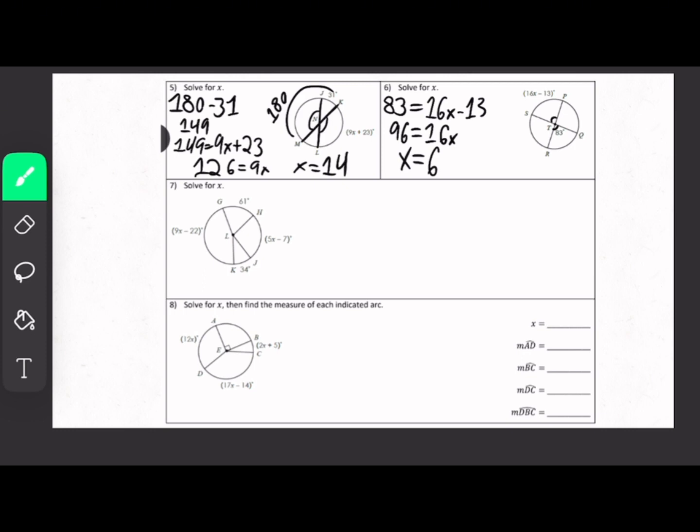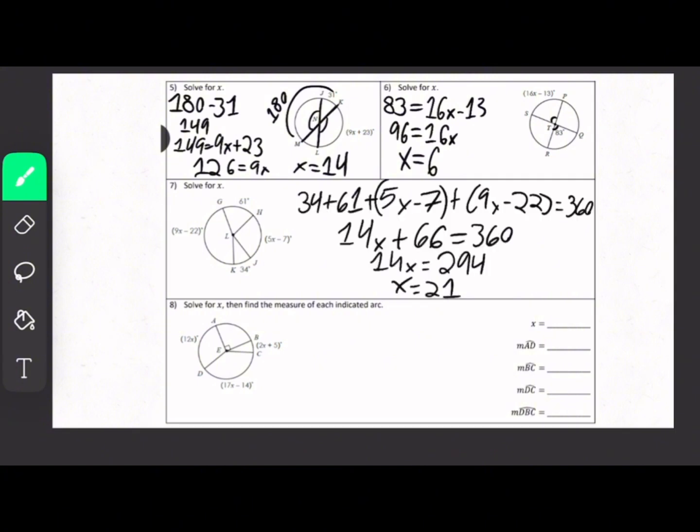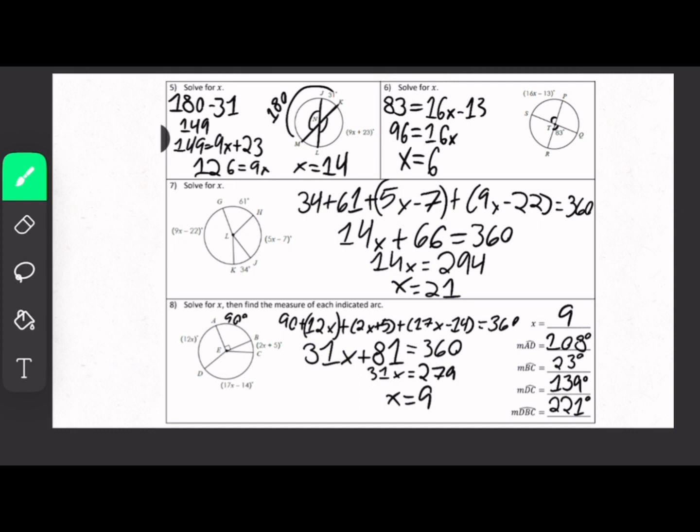Solve for x again. 1, 2, 3, 4, and 5. Alright, so we have a lot of stuff here, but don't worry. This entire thing is just all of these terms equated to 360, which should make x equal 21. Oh, not yet.